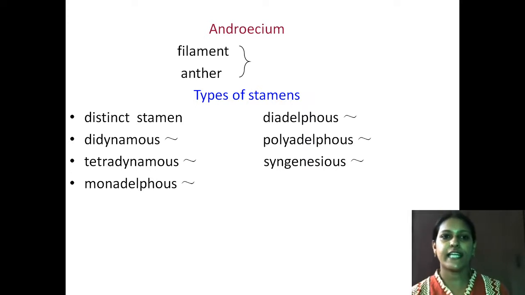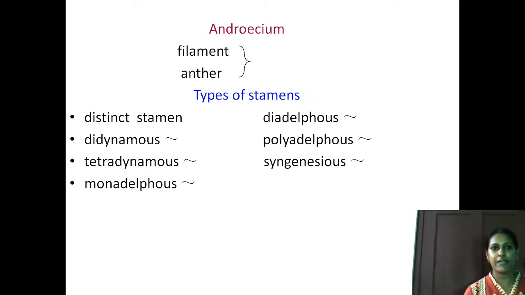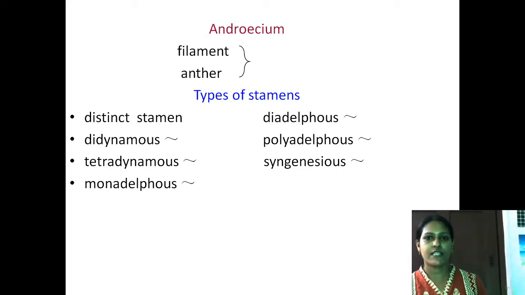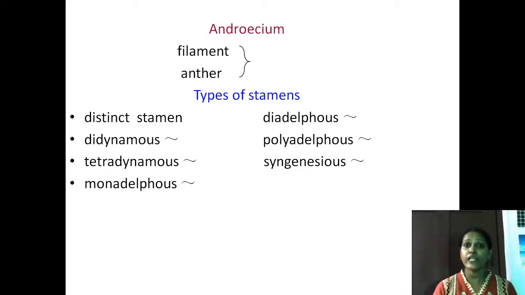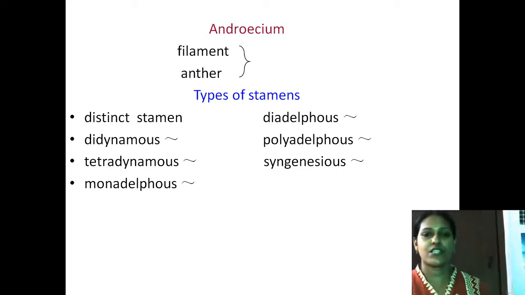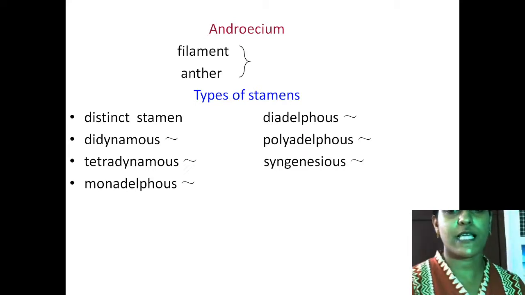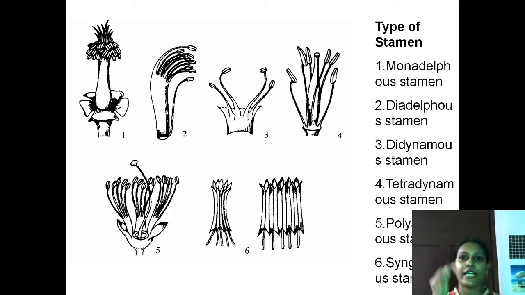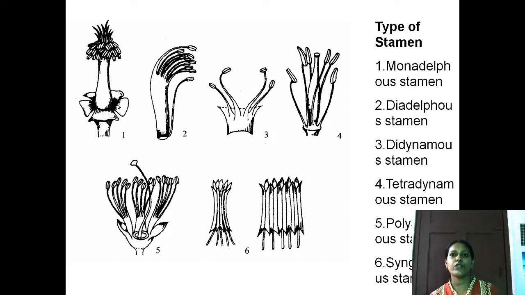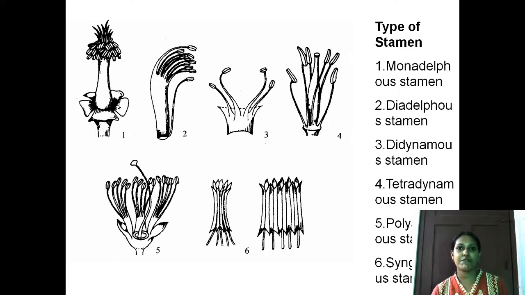Okay. Didynamous, tetradynamous, monoadelphous, diadelphous, polyadelphous, syngenesious. So this is all about the types of stamens. See the first one, monoadelphous stamen, a simple example is hibiscus. The filaments are all fused together into a single bundle. We must first know what a filament is and what an anther is.